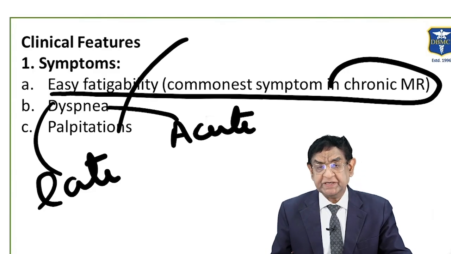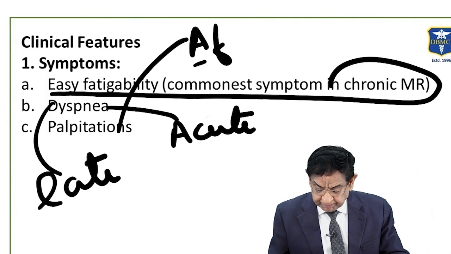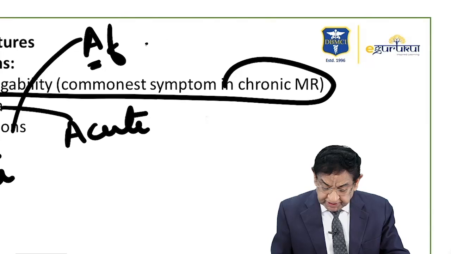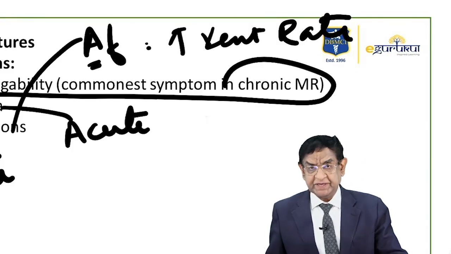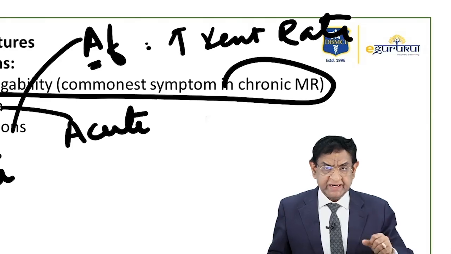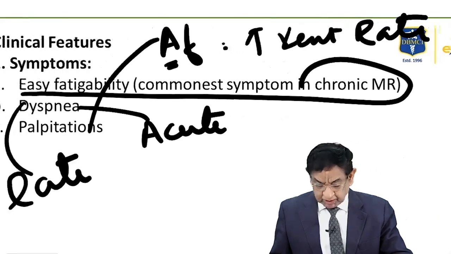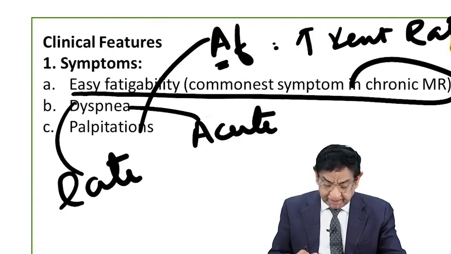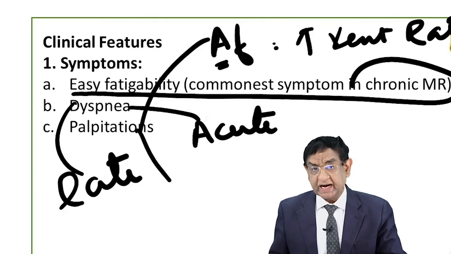Palpitation occurs because the LA size is enlarged, so these patients are prone to atrial fibrillation. Once atrial fibrillation develops, that leads to an increase in ventricular rate. The ventricular rate becomes very, very high, and that induces palpitation. The patient can even feel his own heartbeat, so-called palpitation. So: easy fatigability, dyspnea and palpitation. Remember, repeating a second time, development of AF is a late feature. It's not an early feature.